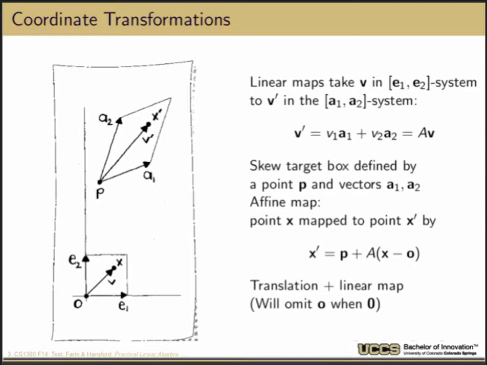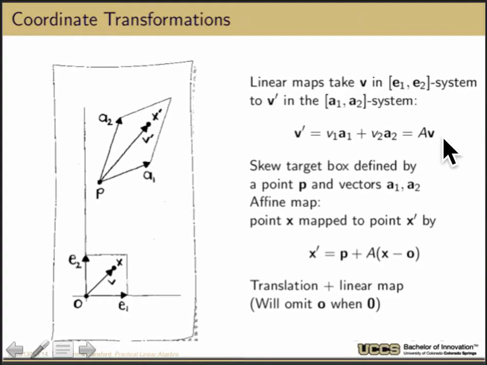So what do we mean by a linear map and coordinate transforms? We've been talking about this for a while now. A linear map is going to take some vector V in one coordinate system, say E1, E2, and map it to some V prime in another coordinate system, say the A1, A2 coordinate system. And as we've seen, we can represent that by a matrix transformation where we're going to have a column vector times the first element of V and another column vector times the second element of V, and that's going to give us the two column vectors together, giving us the matrix A.